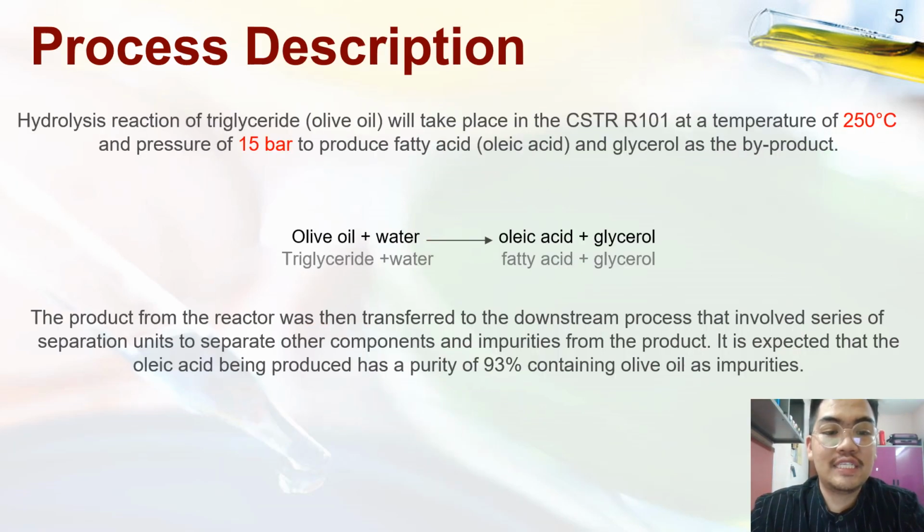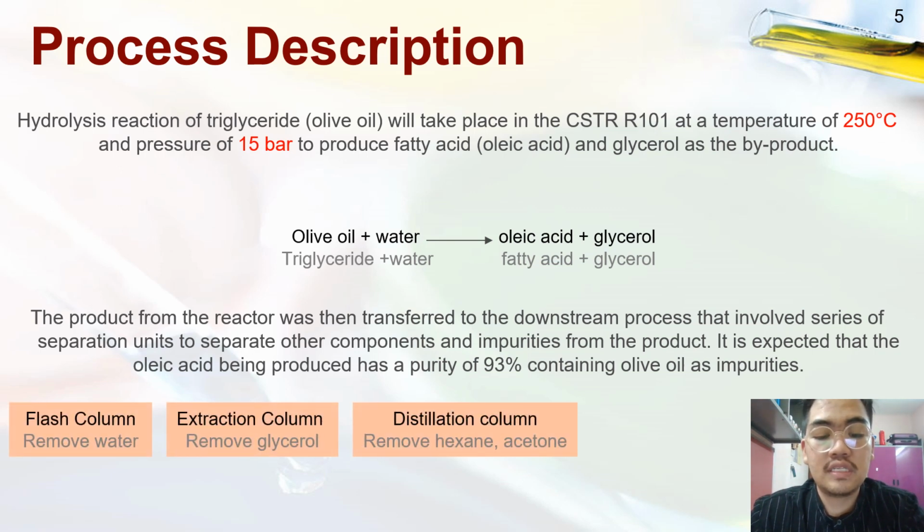Next, we move to the process description. The main reaction that occurs in this production is the hydrolysis reaction that will operate at 250 degrees Celsius and 15 bar of operating pressure, which takes place in CSTR R101. As we can see here, the olive oil and water are our raw material that will produce oleic acid and glycerol. At the downstream process, we will involve a series of separation units to increase the purity of our product, which are flash column, extraction column, distillation column, evaporator, and also adsorption column.